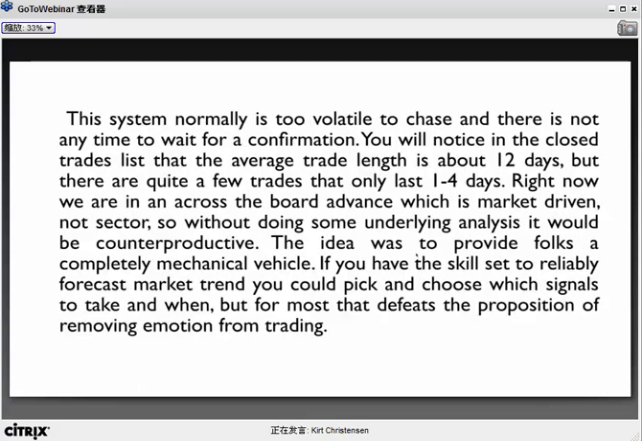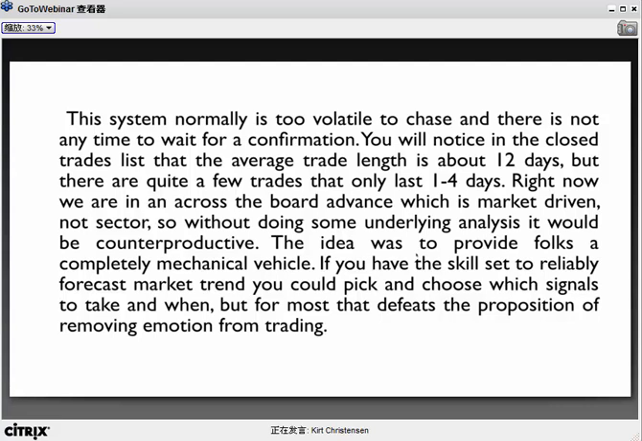Now, this system is normally too volatile to chase. There's not any time to wait for confirmation. You notice in the closed trades list, which we'd be glad to send to you, the average trade length is about, this says 12 days in the slide, but it's actually increased a bit. It's about 21 days right now. But, of course, there are quite a few trades that only last 1 to 4 days.